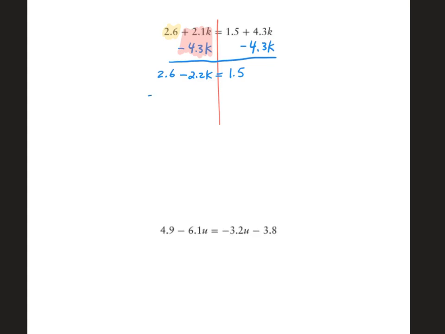So I'm going to subtract 2.6 from both sides. So 1.5 minus 2.6 is negative 1.1. And on the left side, watch out for this negative sign here. Don't forget about it. So we're going to have negative 2.2k, and then I just have to divide both sides by negative 2.2, and we get k equals, I'll write it out for you.